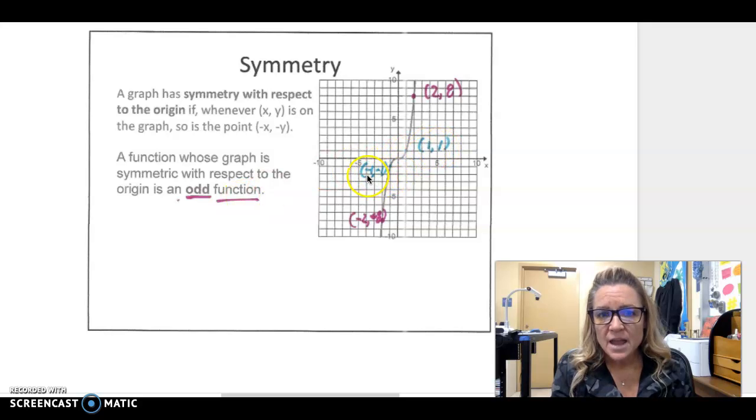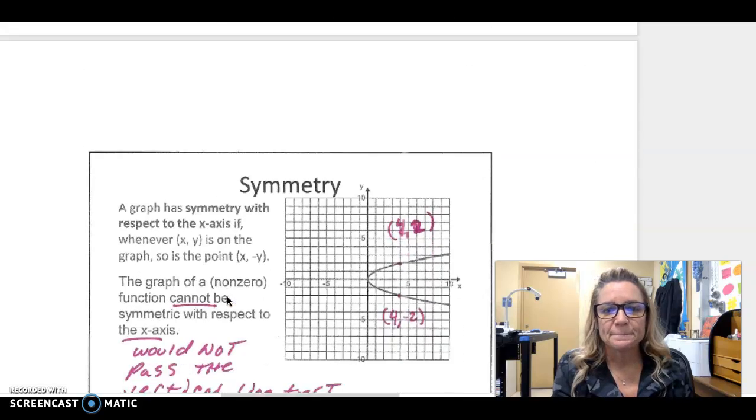1, 1, negative 1, negative 1. So anywhere you can find positive, positive, you would also get negative, negative. Okay? So the signs are opposite. It would work in the other two quadrants as well. So in quadrant 1 over here, or quadrant 2 over here, and quadrant 4. All right.